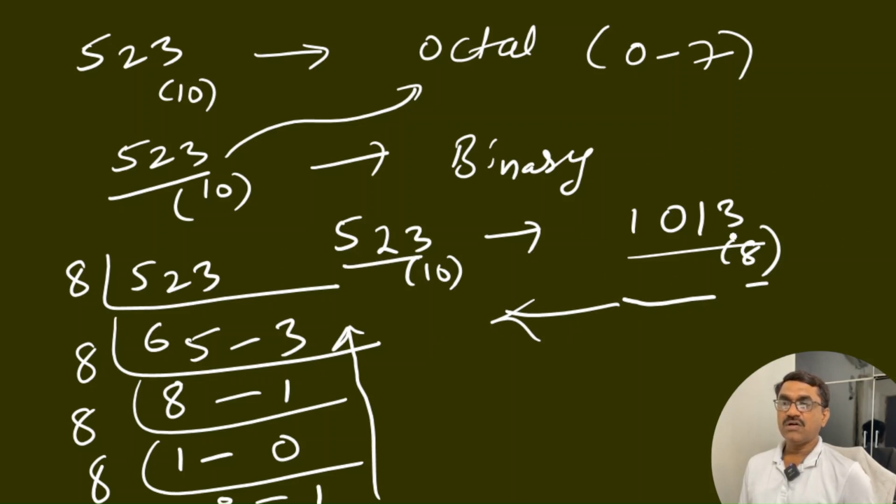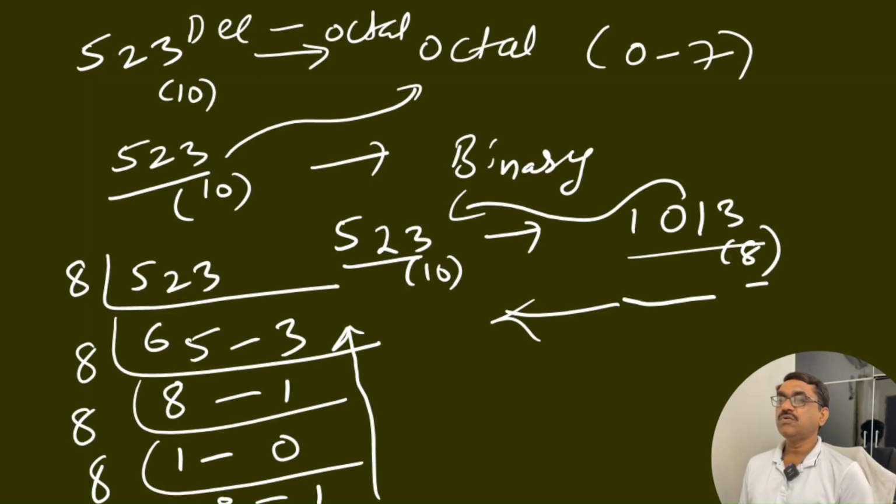Now, how to convert this octal number into decimal, that we are going to see. So here we converted the decimal number into octal. Now, to verify whether the answer is correct or not, next we are going to convert octal into decimal. How to convert the octal into decimal? We got the answer 1013, right? 1013 is the octal number, and now we are going to convert it into decimal.